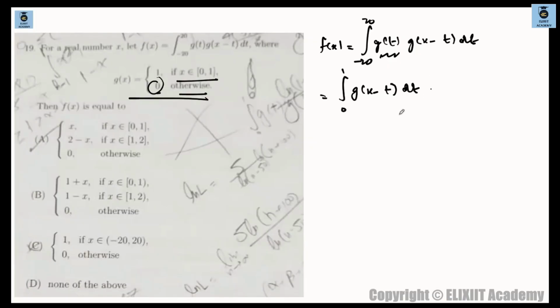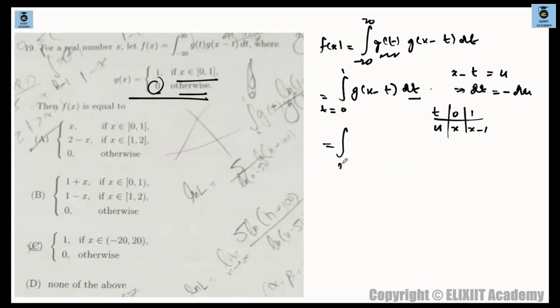Now I convert this function in terms of one variable only. We are getting x minus t, and the dependent variable is t, with the range going from t equals 0 to 1. So I convert this into one variable: x minus t equals u, let's say. So dt will be minus du. If t is 0, u will be x, and if t is 1, u will be x minus 1. So your new range is from x to x minus 1, and dt is minus du.